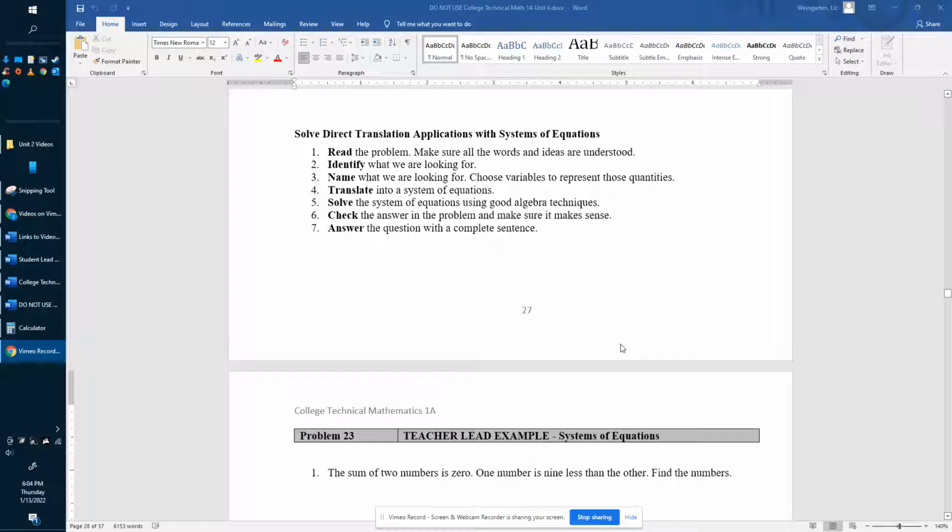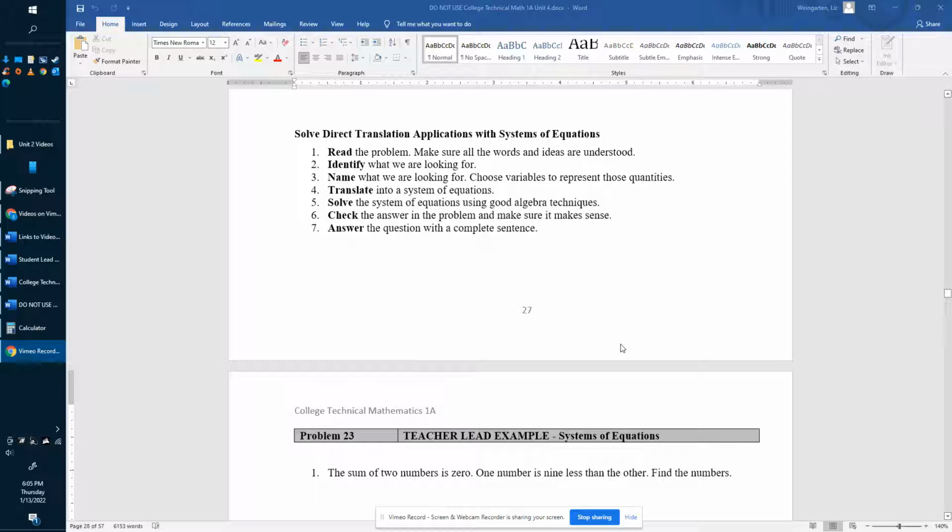Step 2, identify what we're looking for. So just try to figure out what it is that we're trying to find. That's really key in a lot of these. These are going to get really complicated. So just identifying what you're looking for is going to be very helpful. Name what it is we're looking for and choose variables for it.